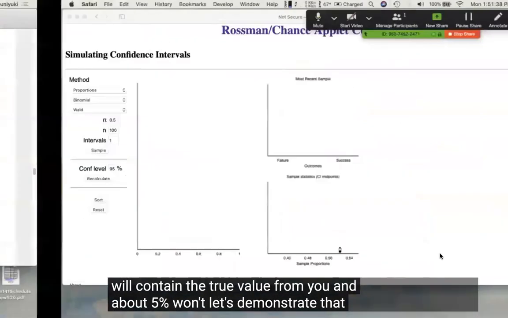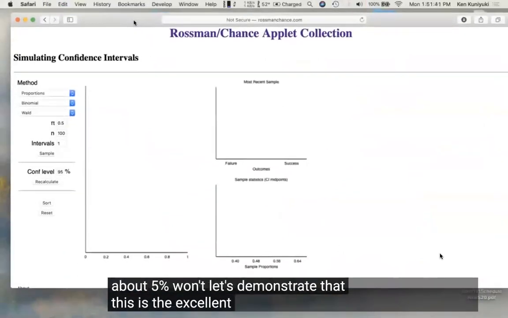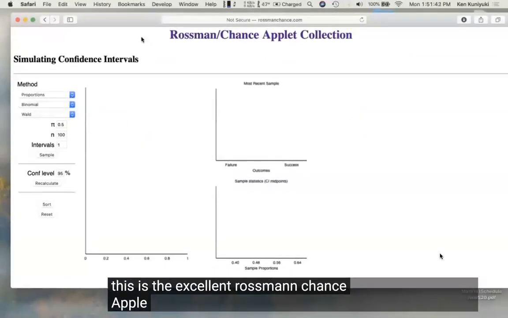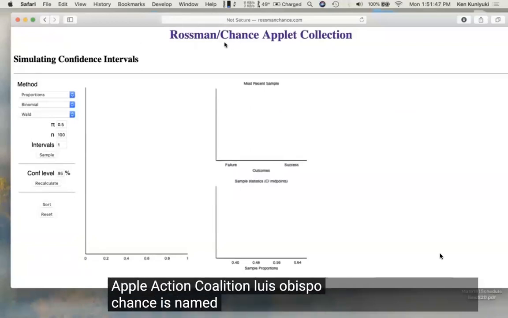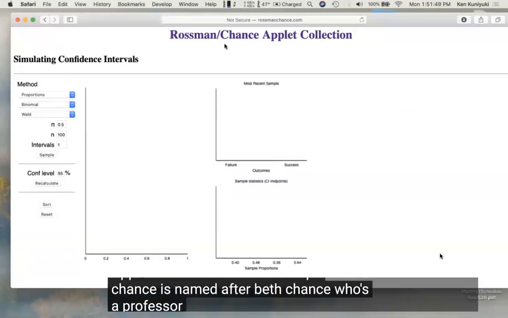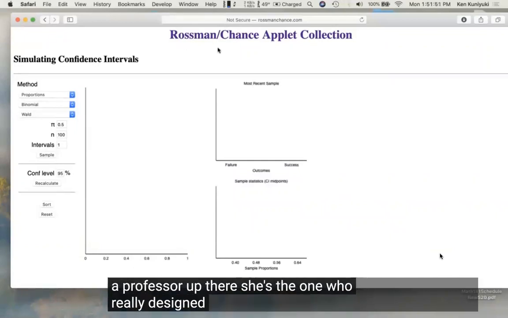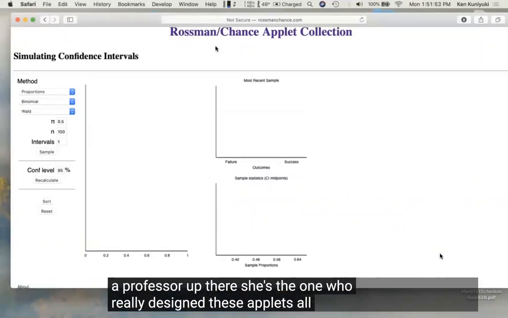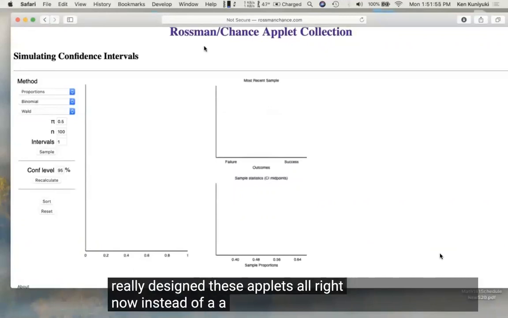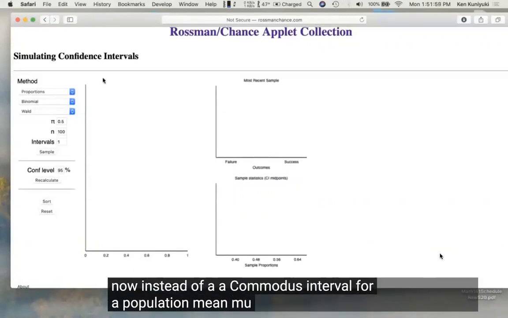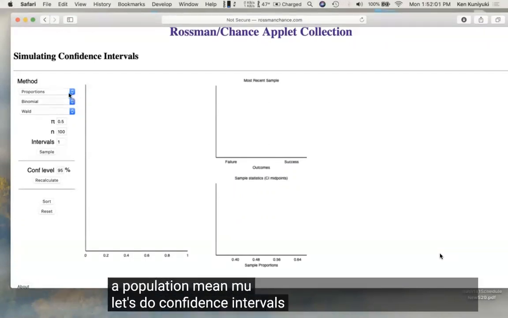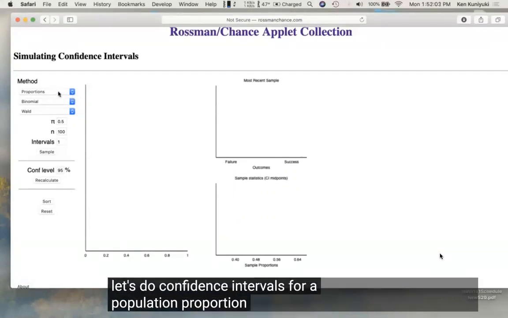Let's demonstrate that. This is the excellent Rossman Chance applet collection from Cal Poly San Luis Obispo. Chance is named after Beth Chance, who's a professor up there. She's the one who really designed these applets. All right, now instead of a confidence interval for a population mean mu, let's do confidence intervals for a population proportion p.